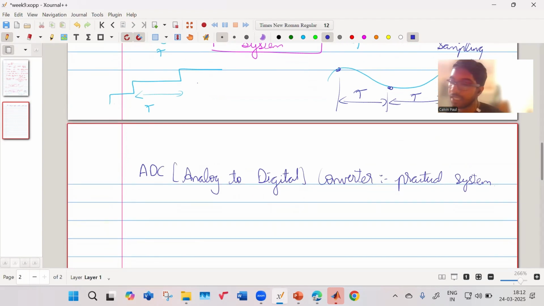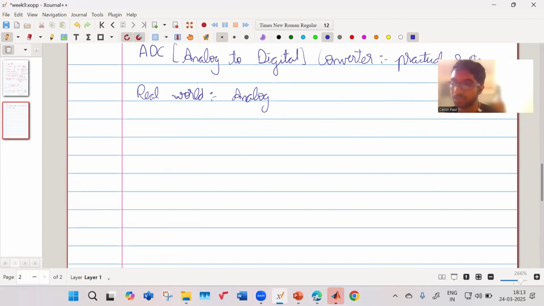Because what you must understand is that the real world is analog. This world that you see is analog, it varies continuously. But you want to control that analog system. To control that analog system, you will have to take certain samples. So let us consider one example.